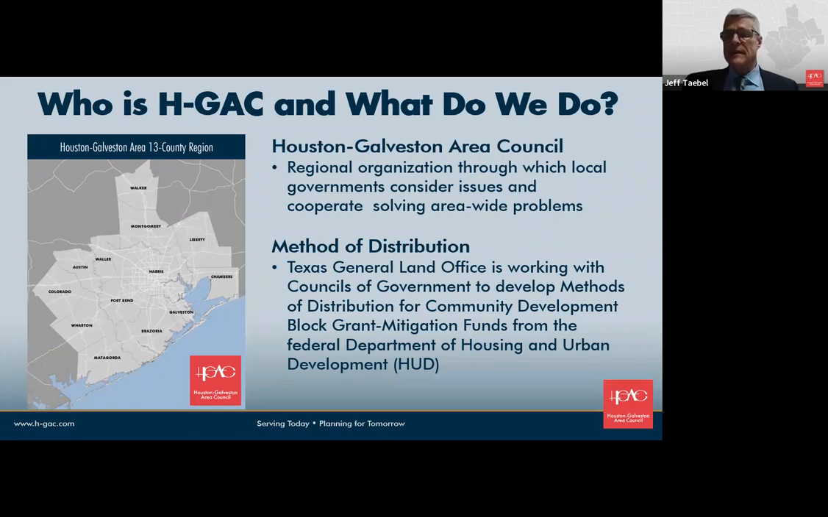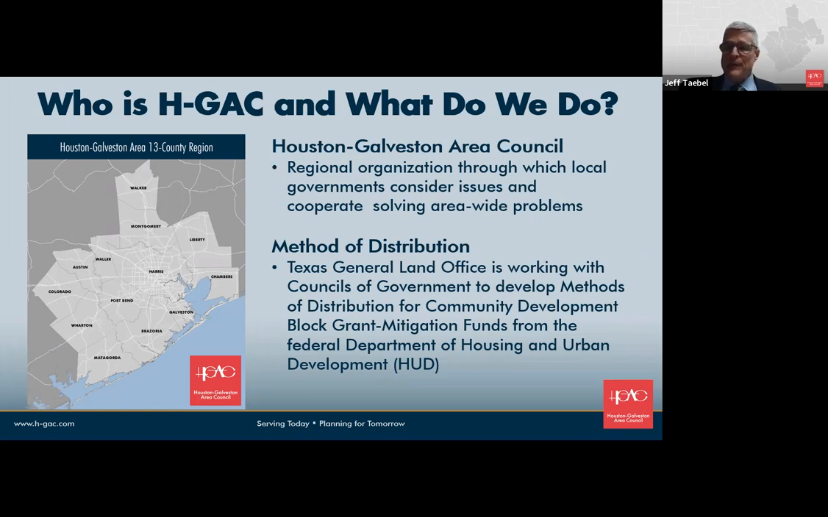How it works is the funds come from the federal government to the state of Texas. The General Land Office is the entity required for developing an action plan that tells the federal government how these funds are to be distributed within the state.